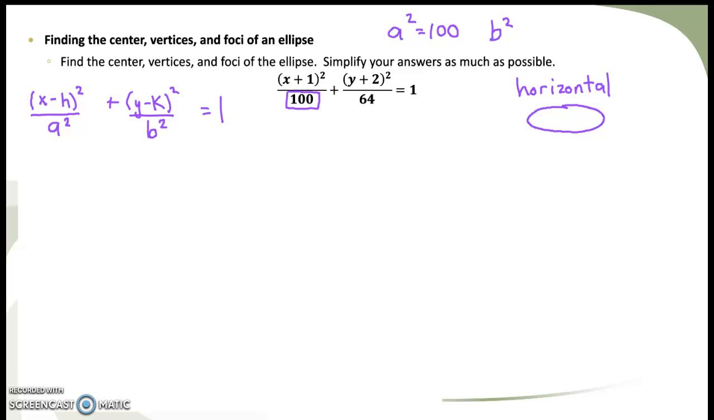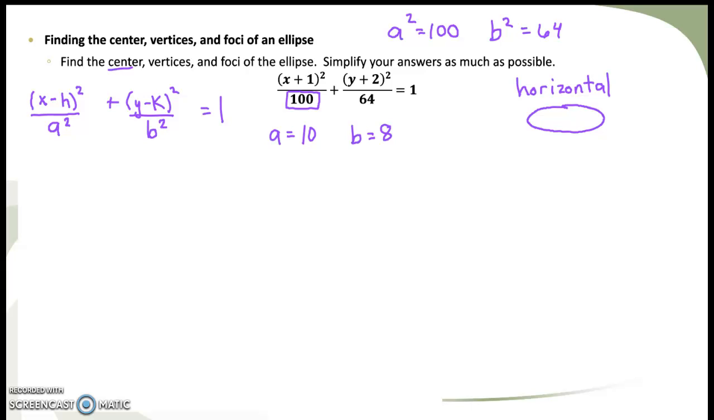Now, we have a² equals 100, b² equals 64. Let's go ahead and use those to find a and b. So we take the square root of both sides and we'll get a equals 10 and b equals 8. Now where is the center? Because we're told to find the center.